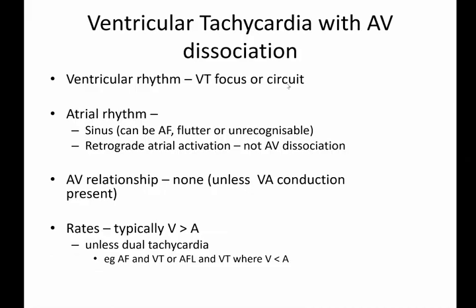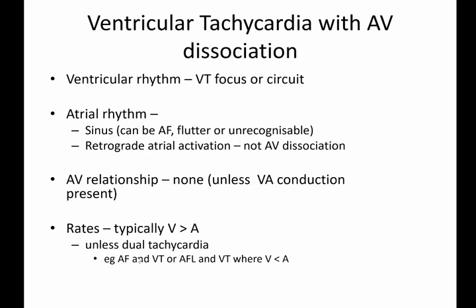ventricular reentrant circuit. The atrial rhythm is usually sinus, but remember, it can be AF, flutter, or could be unrecognizable as such. If retrograde atrial activation is present, that is, the VT focus conducts back to the atria regularly in whatever fashion, 1-1, 2-1, 3-1, or 4-1, then it is not AV dissociation. Then it is a VA association, whatever the degree of conduction from ventricle to atria is. So the AV relationship during AV dissociation will be none unless VA conduction is present, and typically the ventricular rate is more than the atrial rate, but sometimes you may have dual tachycardia.